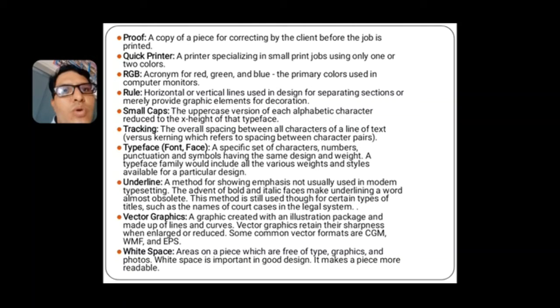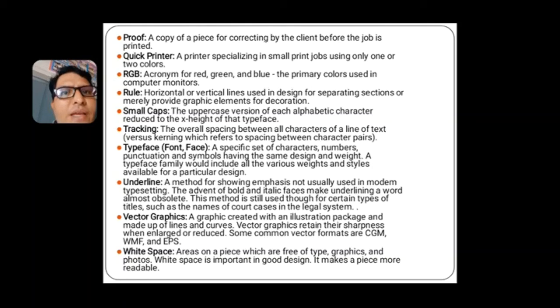The uppercase version of each alphabetic character reduced to the X height of the typeface. It means whatever characters are displayed in uppercase letters, their height will be decreased. The X height of that typeface will be reduced. X height means it reduces its height. And that is why it is called small caps.